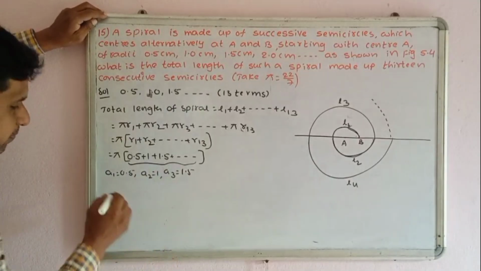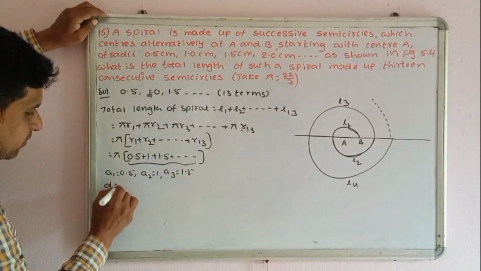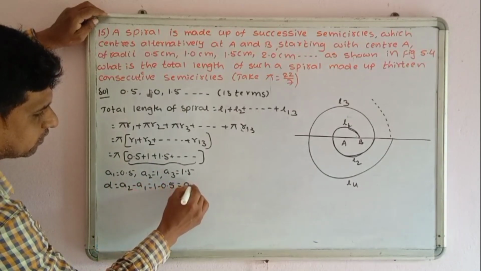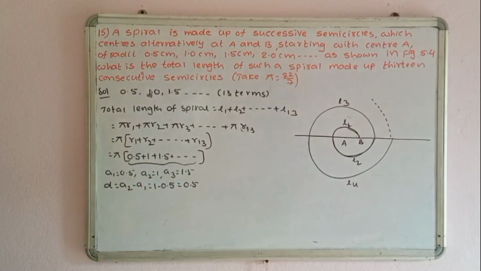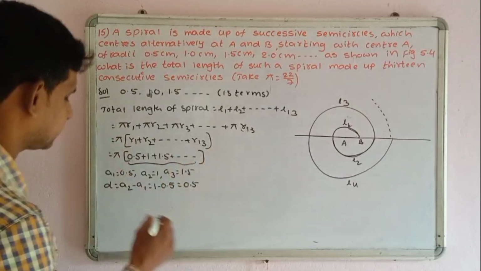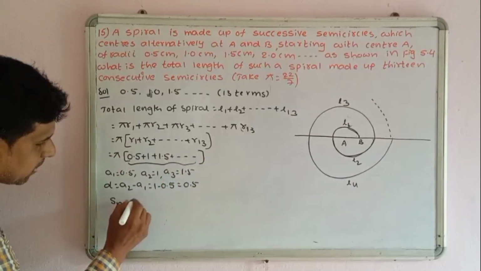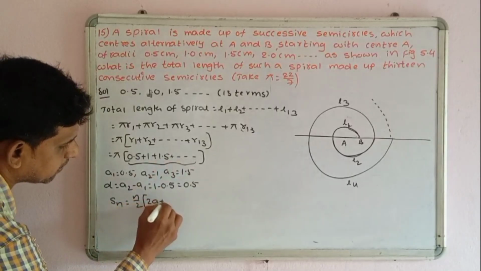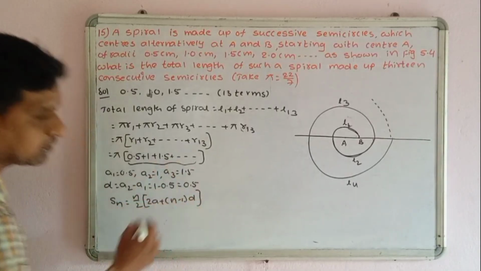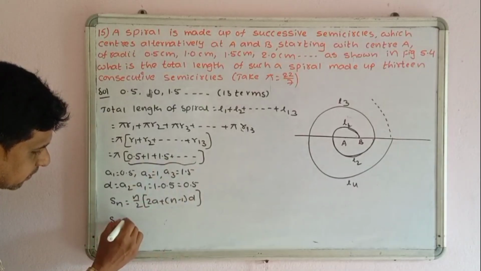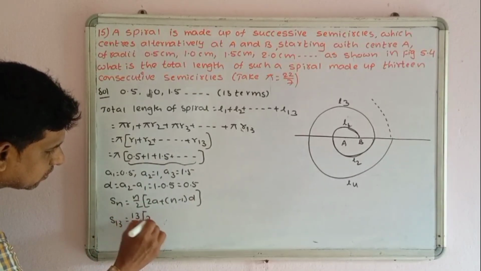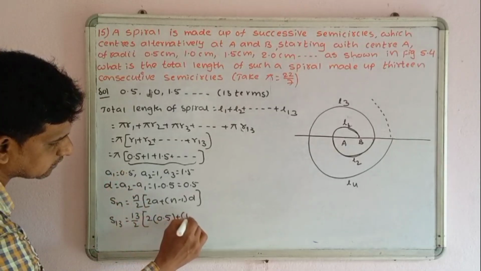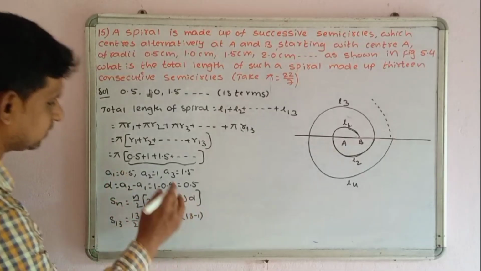So this is an AP. What is the common difference? d equals a2 minus a1, that is 1 minus 0.5 equals 0.5. Now we will find S13, as there are 13 terms. What is the Sn formula? Sn equals n by 2 into (2a plus (n minus 1) into d). Now S13 equals 13 over 2 into (2 times 0.5 plus (13 minus 1) times 0.5).